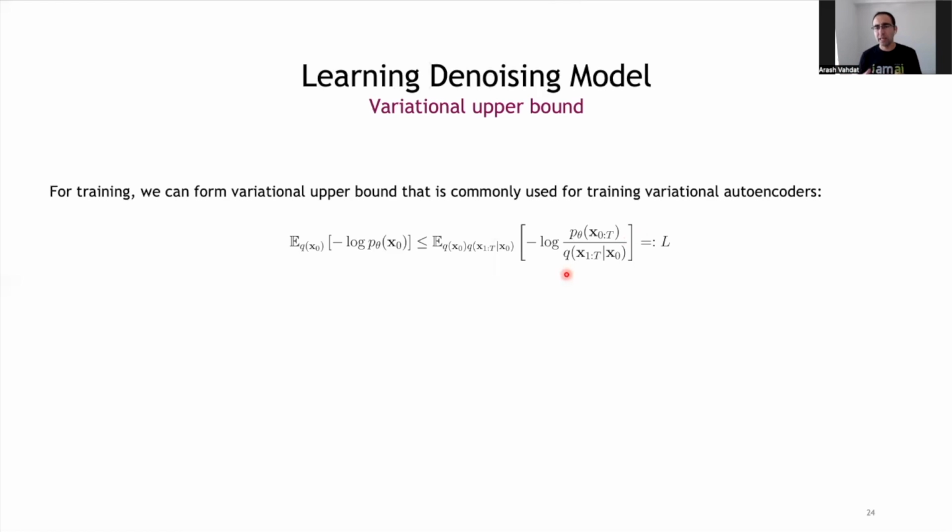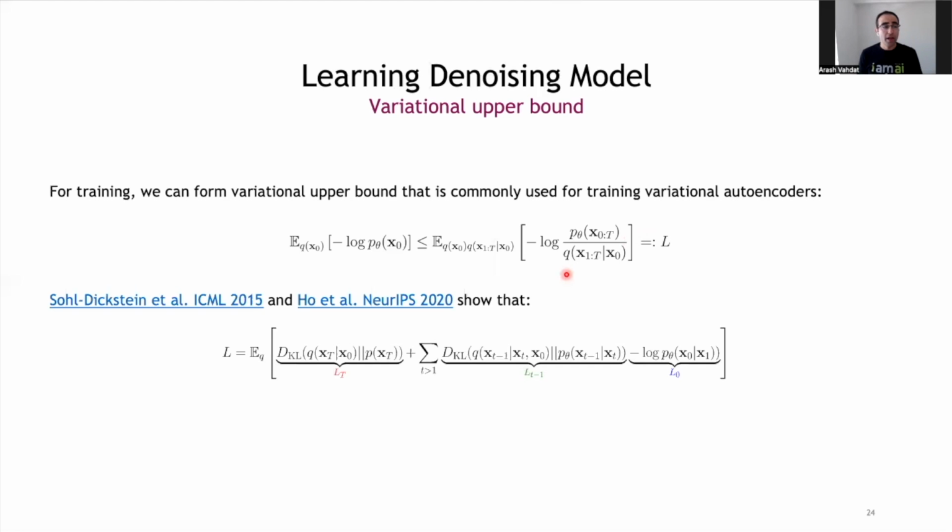This is basically the same training objective you would see as the variational bound in variational autoencoders. This is exactly the same. The assumption is that the forward process is like an encoder and the reverse process is the generative model in a VAE.